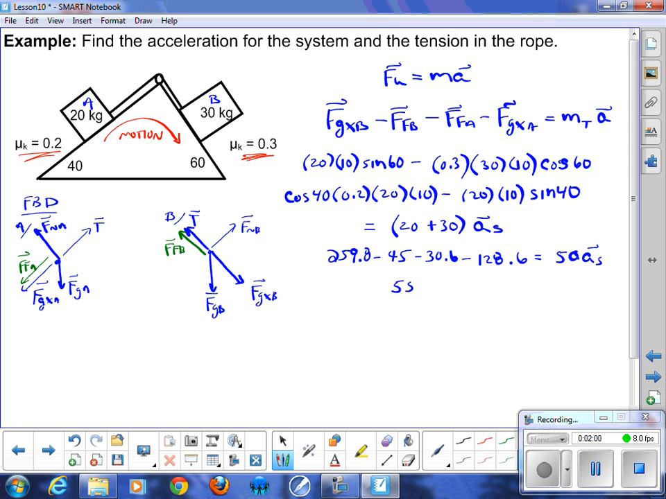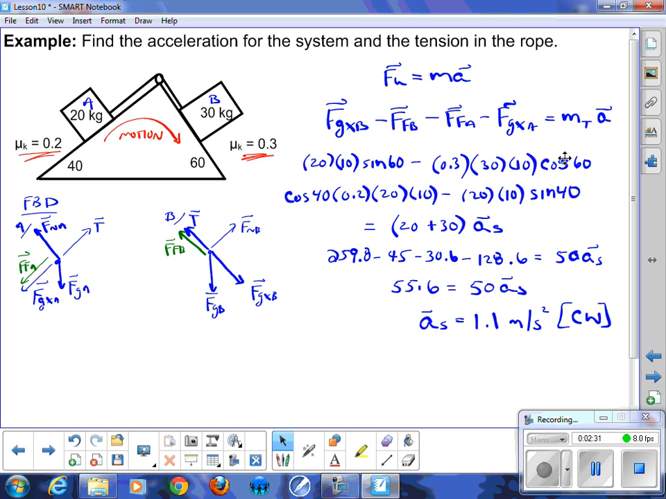So I end up with 55.6 equals 50 A of the system, or acceleration of the system. So the acceleration of the system then, dividing that by 50, I get about 1.11 or 1.1 meters per second squared, and it is correct, our direction's clockwise. Now, if you got a negative force or negative acceleration, that means you guessed wrong at the motion. And what you would have to do is switch the motion around and rearrange the equation and recalculate, because your forces of friction would then change direction. So keep that in mind.